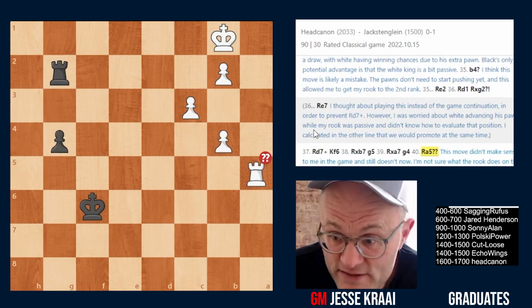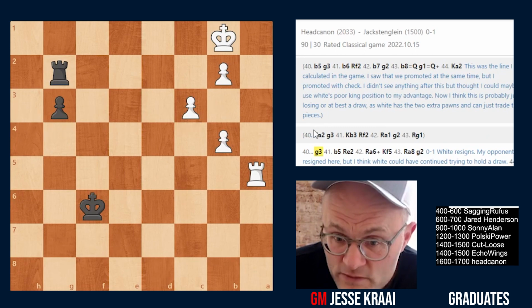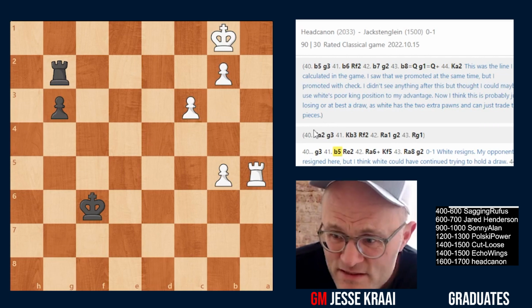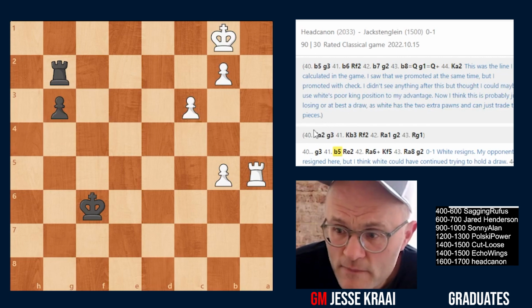So rook a5, definitely incorrect, because now it's a little bit spicy. Let's talk about this for a second. Rook e2 allowed your opponent some chances with the miracle thing that happens in the game.